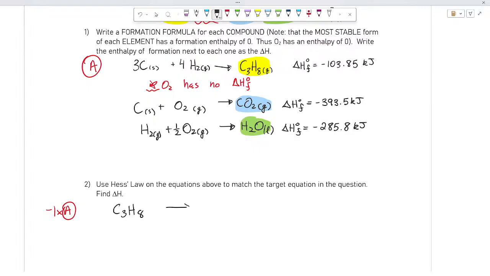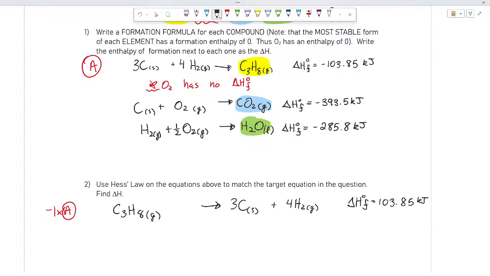C3H8 yields, I'm going to put that over here a bit, which may seem silly, 3C and 4H2. And we know the delta H of that now will be what then? It'll be positive, right? Because if we flip the reaction, then it's no longer an exothermic reaction. It will be an endothermic reaction. But energy is energy, so the value should be the same. We flip the sign, but the value stays the same.